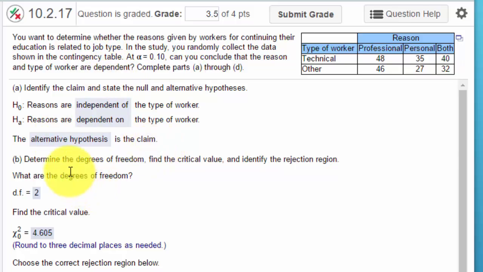The first thing we have to do is determine the degrees of freedom. And for a chi-square, we're using a contingency table, and the degrees of freedom is equal to the number of rows, in this case 2, minus 1 gives us 1, multiplied times the number of columns, which in this case is 3 minus 1, which would be 2. So we have 1 times 2 would be 2. And then we need to find the critical value. And let's do that using StatCrunch.